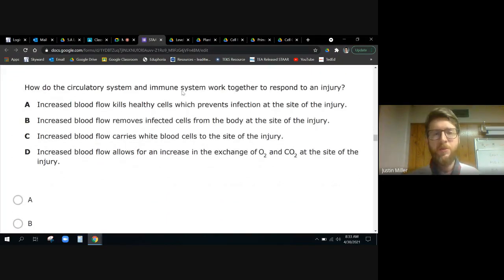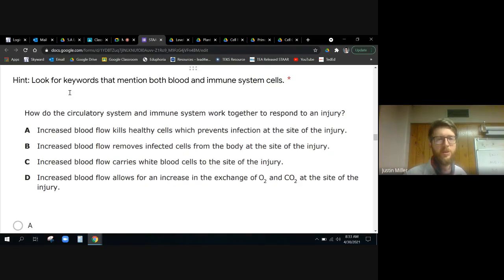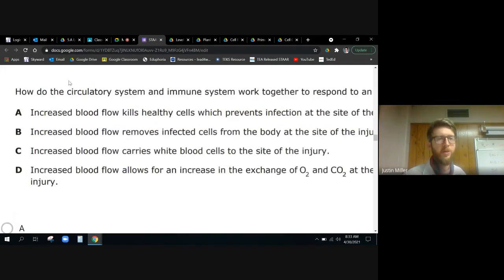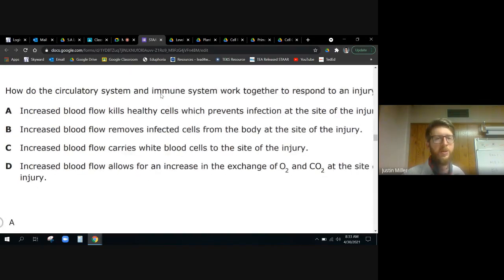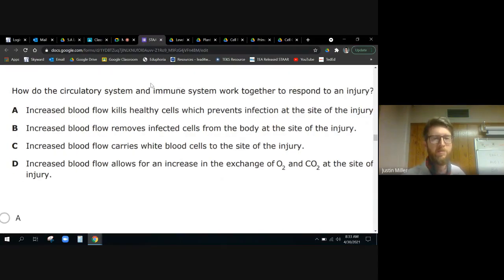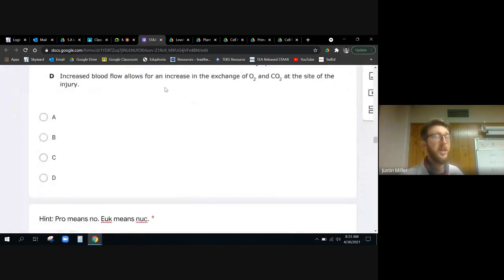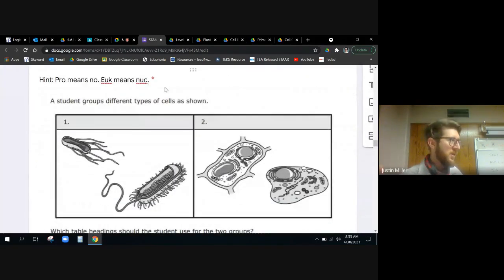How do the circulatory system and immune system work together to respond to an injury? What does your circulatory system do? Blood, right? And your immune system, what are those? White blood cells, correct. So you're looking for an answer that says something about your blood and your white blood cells. Do you see anything about white blood cells? Yes, see, good. All you have to remember is that white blood cells are your immune system. Okay, red blood cells carry oxygen. And white blood cells kill bad guys.